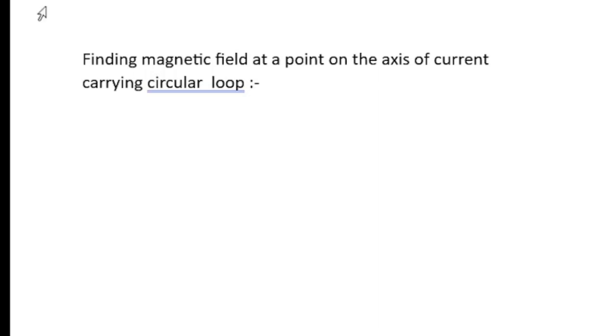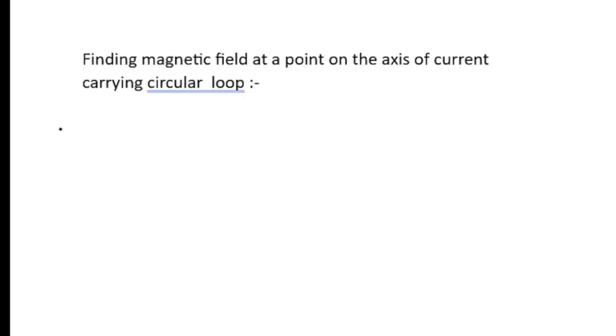Let's start. So this is one question from your NCERT book of class 12: finding the magnetic field at a point on the axis of a current carrying circular loop. For finding this, we need to take one circular loop and imagine one axis on the circular loop. Let's start.